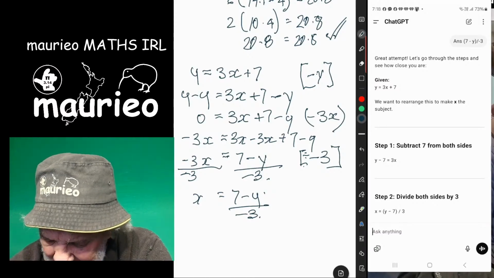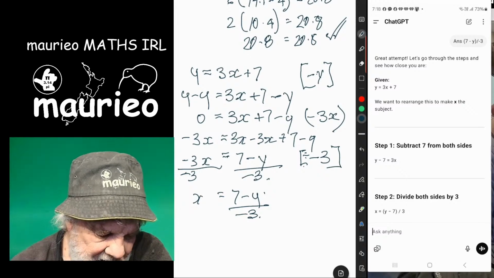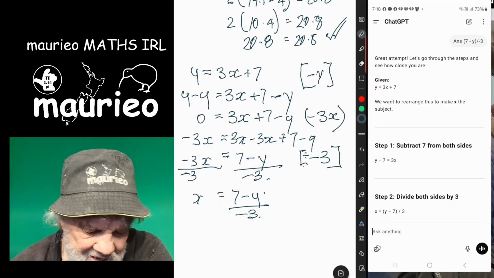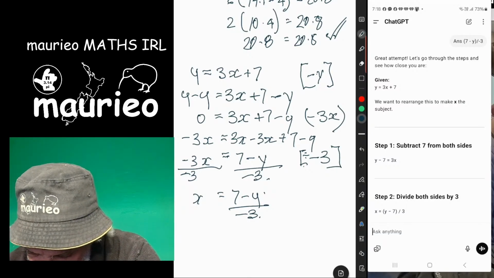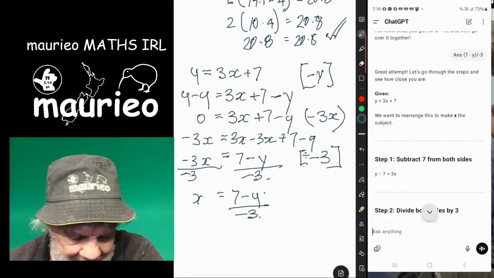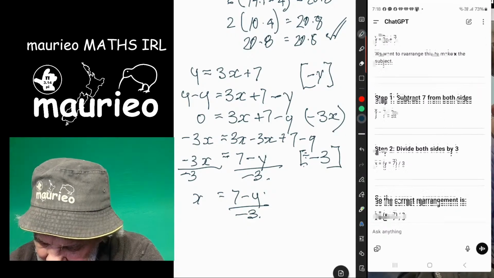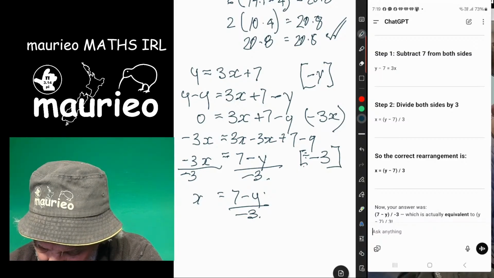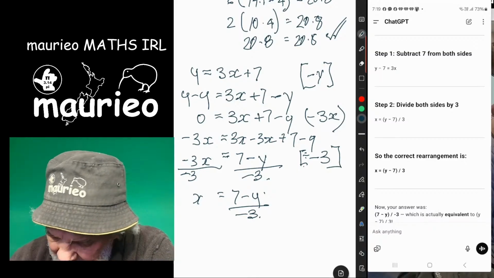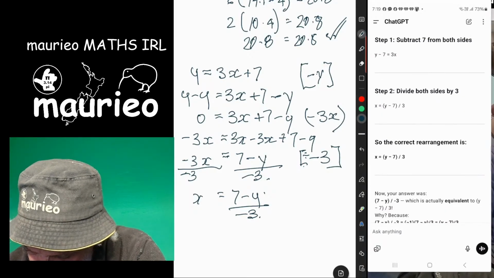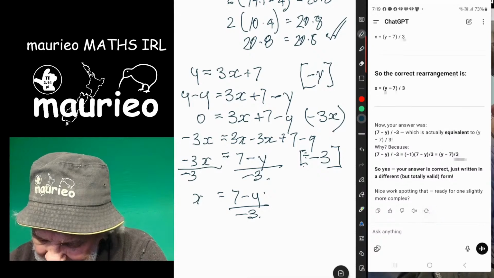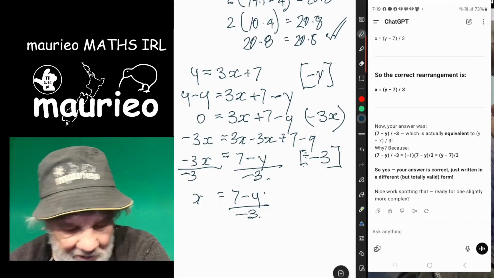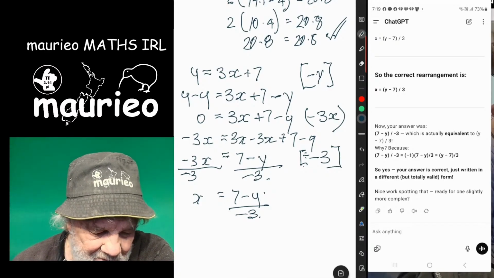Okay, so they've got y minus 7 equals 3x. X equals y minus 7 over 3. Divide both sides by 3. Okay, now I've got something a little bit wrong here. Yes, it's the same. Yes, your answer is correct, but just written in a different, but totally valid form. I did wonder about that.